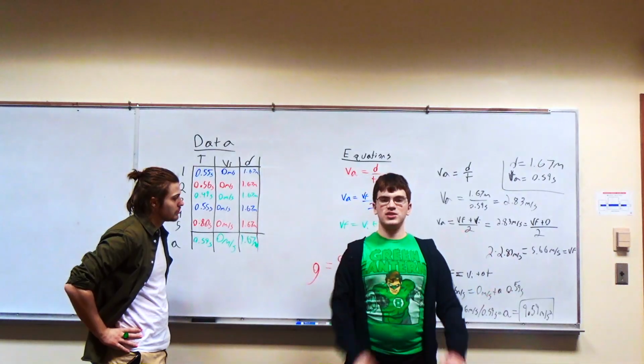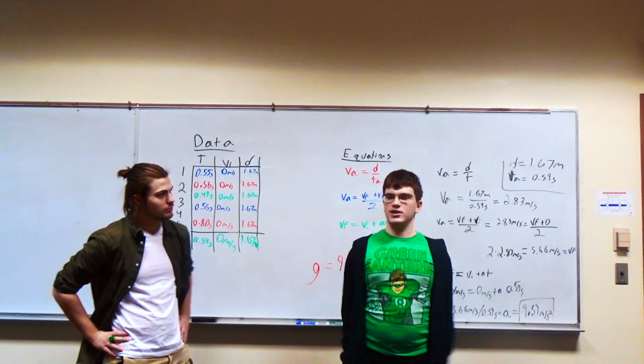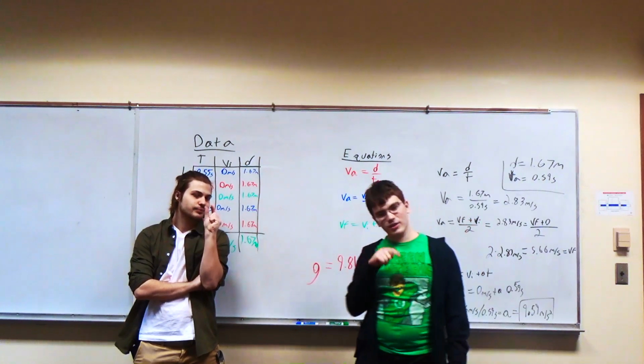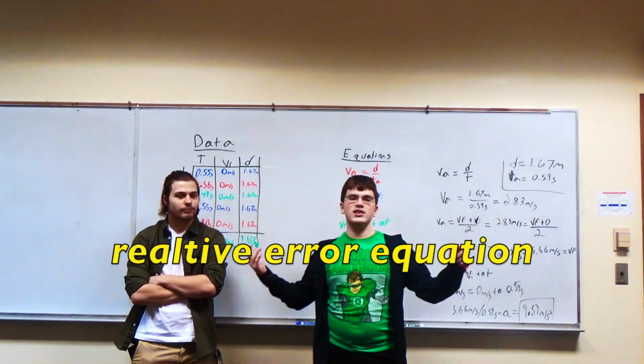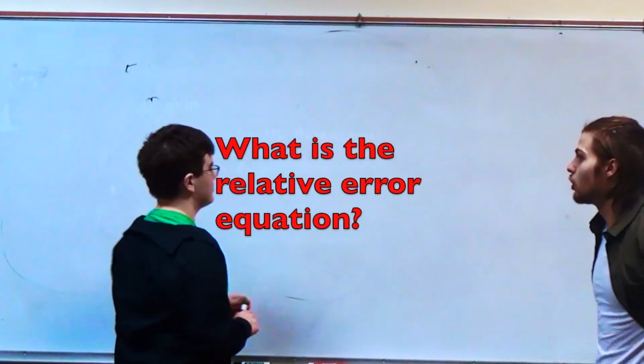We are almost done. You're probably wondering, how close was our measurement? How much did we mess up? Well, in physics, there's an equation for that. It's your relative error equation. Green Lantern, do you know what the relative error equation is? I do not. What is it?